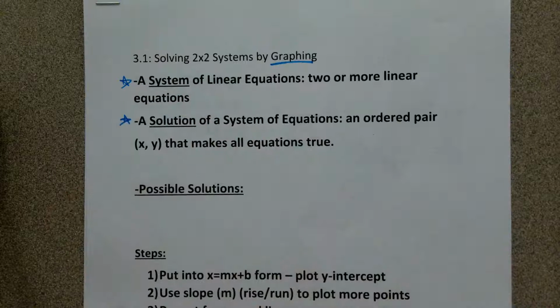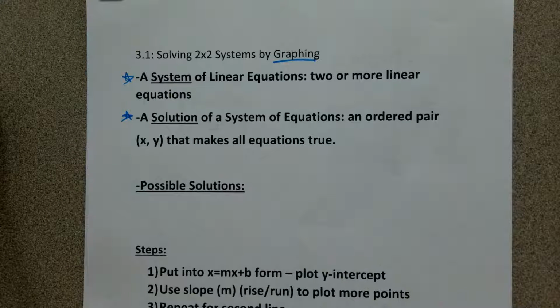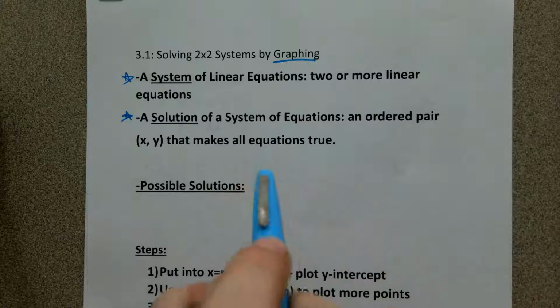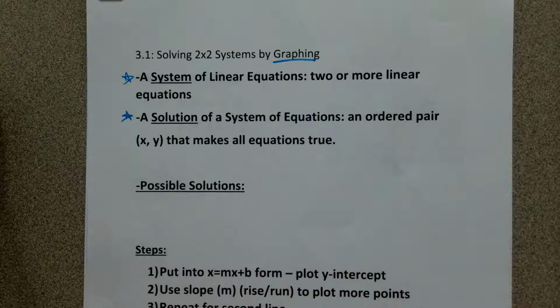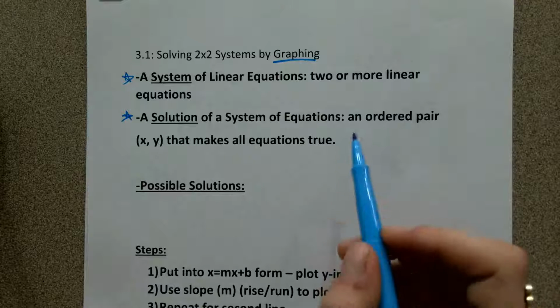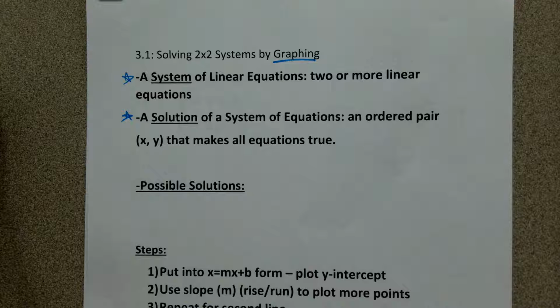A system of linear equations is 2 or more linear equations, so we're just going to graph 2 lines and then see where they intersect. So our solution of our system is an ordered pair that makes all of our equations true. It's going to be easy to tell on the graph what my solution is because we're plotting points. So our solution is just going to be an ordered pair.